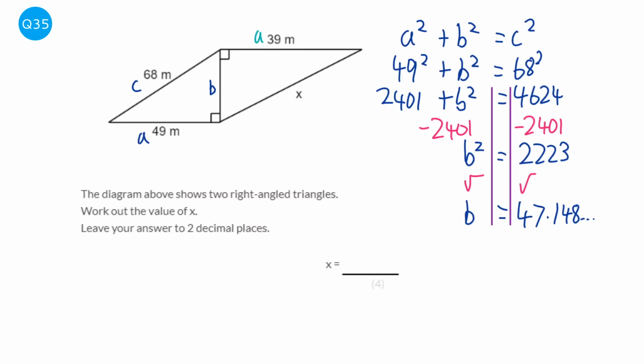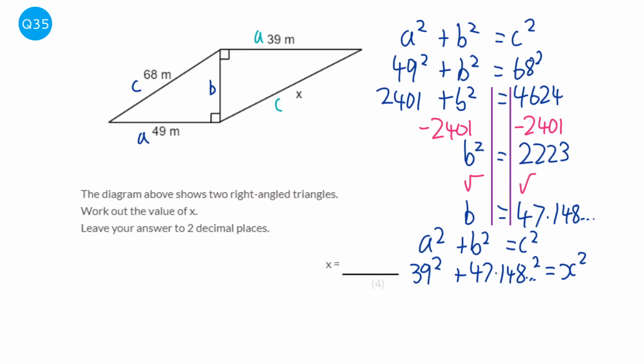Okay, we're now looking at the second diagram, and this time we're going to have a, we've got our b, and we're going to call x the c. So it'd be a squared plus b squared equals c squared, but this time a is 39. b we are given as 47.148. We've just worked that out. And we're looking for c. In fact, we can call it x now. Okay, so we need to square that.